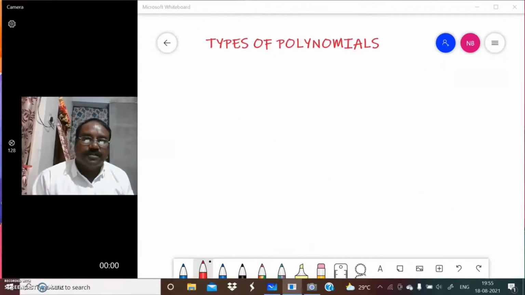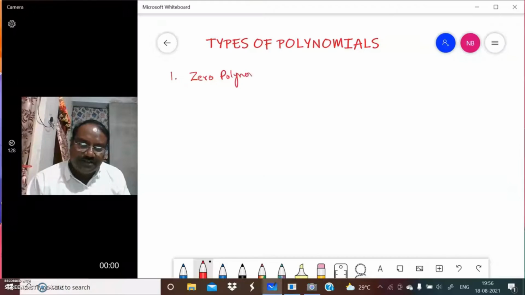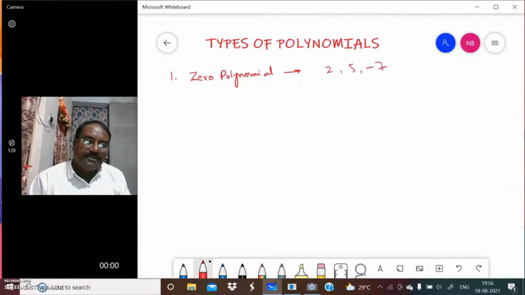In this concept of polynomials, next we discuss the types of polynomials. Based on the degree of the polynomial, we divide it into different types. The first one is called the zero polynomial. If the degree of the polynomial is 0, then it is a degree 0 polynomial, and here it is like constant terms, 2, 5, -7, whatever it may be.